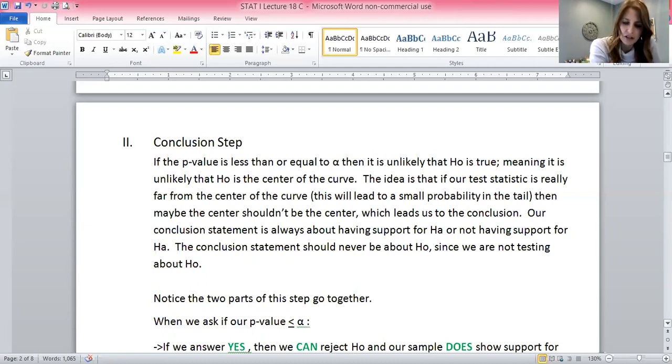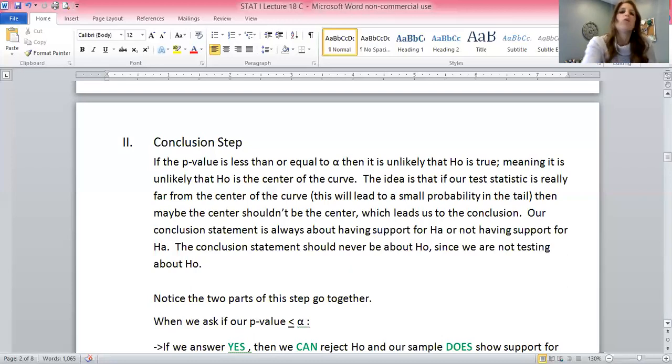The thing with the conclusion is we're testing our goal, which was in our population step. Our goal always matches our HA. So we're testing for support for that HA. Okay. Our conclusion statement is always about our goal. It's always about our HA. It's never about the null hypothesis.